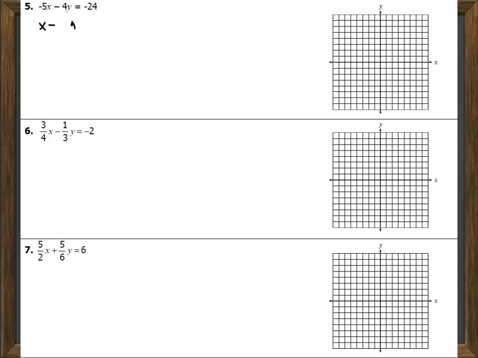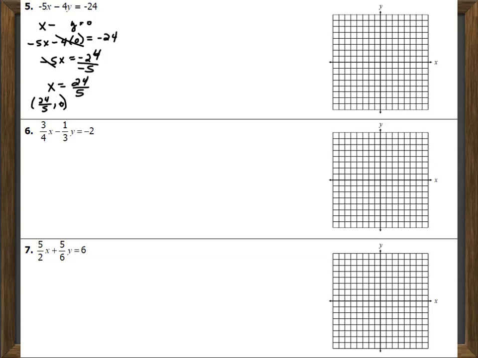x-intercept, which means y equals 0, right? So we have negative 5x minus 4 times 0 equals negative 24. That's 0. So negative 5x equals negative 24. And divide by negative 5. So x is equal to 24 over 5. Now that's a fraction. The x value is 24 over 5. That's not quite 5, it's close. And 0. Because 25 over 5 would be 5.